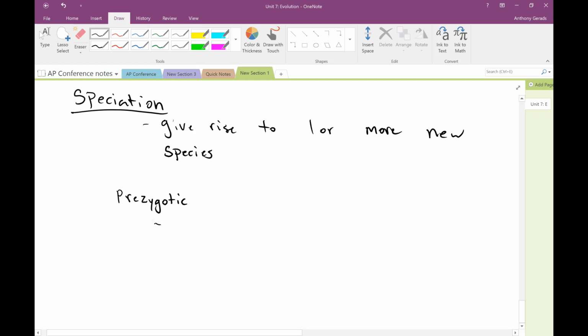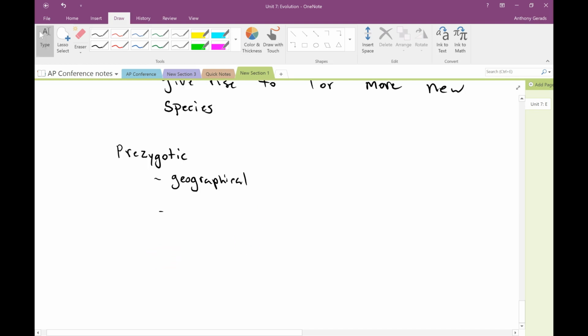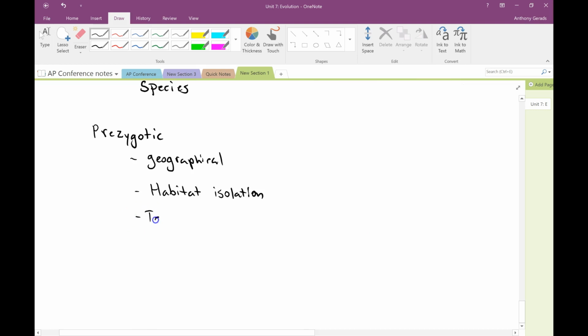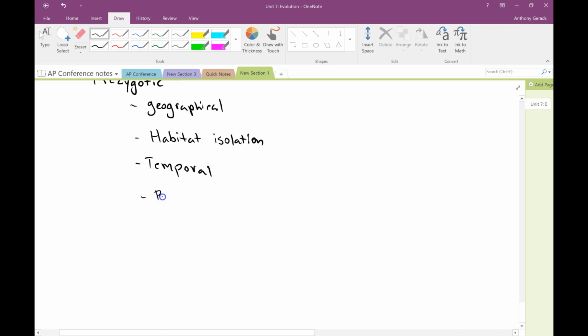So we can have geographic isolation, meaning they physically can't get to each other. We can have habitat isolation, meaning, yes, we live in the same area, but we don't ever cross paths, whereas with geographical, they physically can't get to each other. We can have temporal, meaning they don't mate at the same time of the year. They're not reproductively active at the same time of the year. We can have behavioral, meaning you may not do the right dance, you may not do the right song, you may not look good enough. We can have mechanical, like trying to put a square peg into a round hole. Sometimes the parts just don't work right. And we can have gametic. The gametes can't bind. We can't form a zygote because the gametes don't work right.